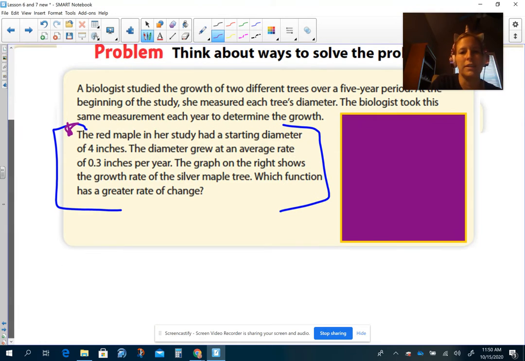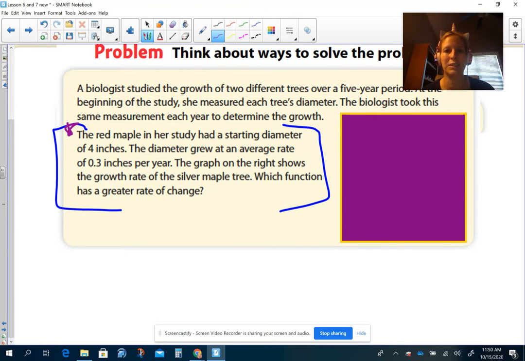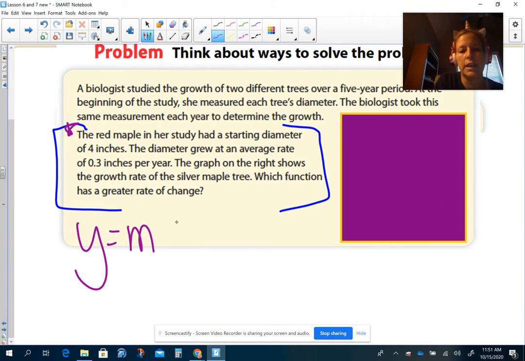Hopefully you did really well, because we did practice that last week with word problems and equations. So we're going to start off with our y equals m times x plus b, where our m is what's being multiplied. That is our rate of change. And our b is our initial value. That's always going to be the starting number that we have in our equation.